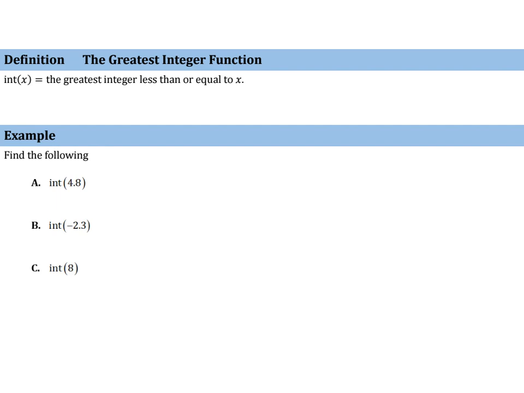So if we think about 4.8, what are the integers surrounding 4.8? So we have 4, 5, 6. If we think about this on a number line, 4, 5, 6, 4.8 lands us right around here. What's the integer that we can get to closest to the 4.8 from the bottom? And the answer is 4.